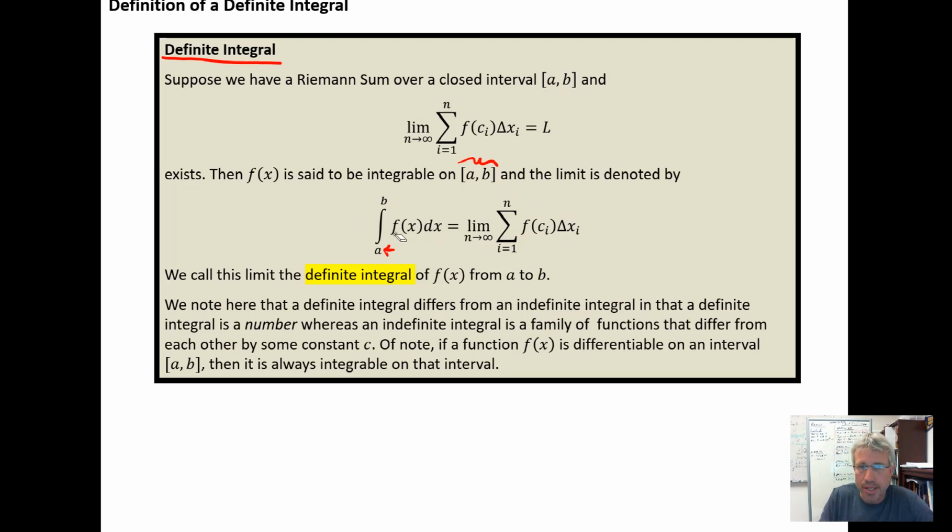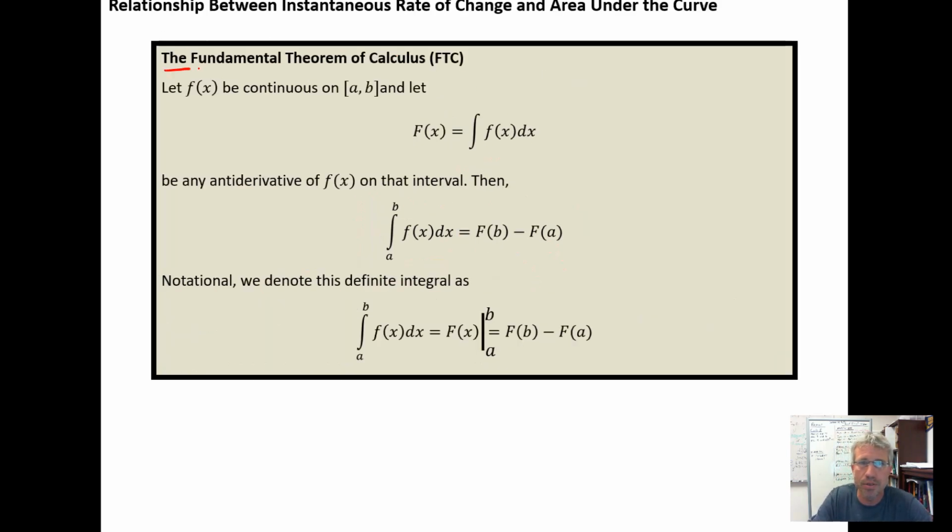So the idea is that to find this definite integral, to find the signed area under the curve, we would like not to have to calculate the limit of a Riemann sum every time. So if you didn't discover this from the previous homework assignment, taking the limit as n goes to infinity of the Riemann sum can be a bit tedious. And so what we want is a shortcut for making this calculation, and that's what the fundamental theorem of calculus does for us.